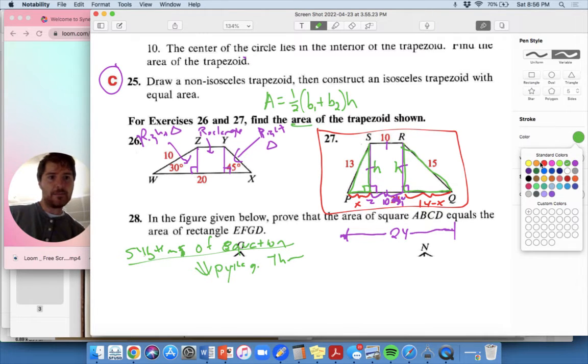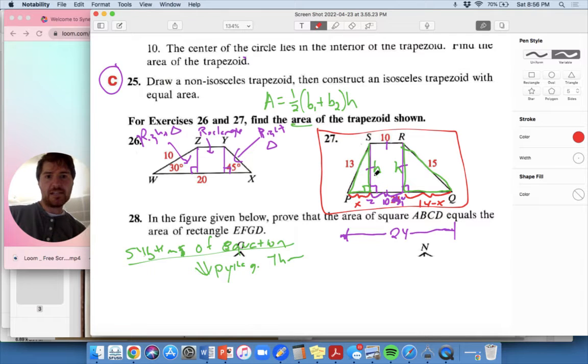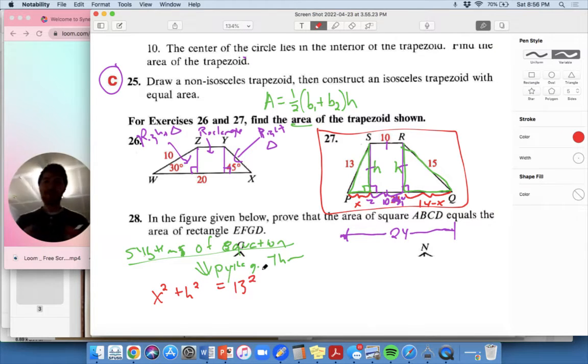Set up my system. So here, it's easier for this triangle because this is just X and H. I want to know that X squared plus H squared equals 13 squared by the Pythagorean Theorem, right? There's equation number one. So remember, a system of equations is two or more equations that share the same variables.